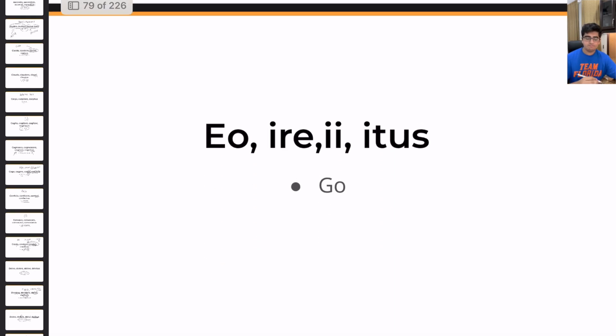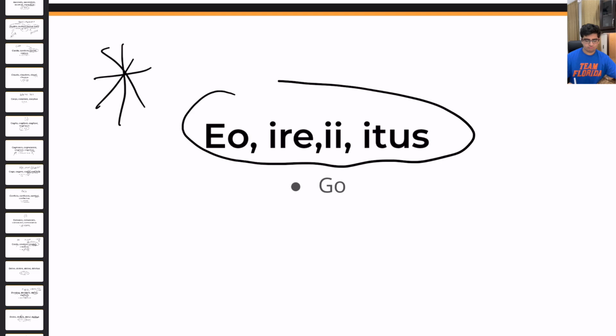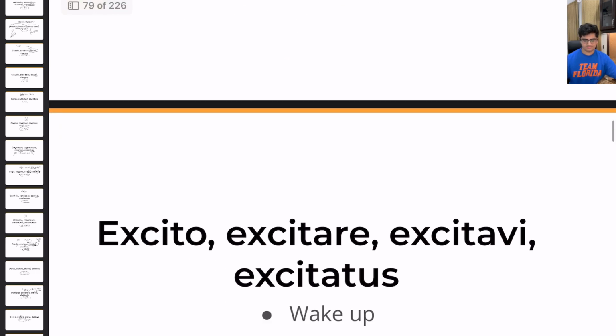Then we have one of the most famous verbs, just like sum in Latin, or equally more important, eo, ire, ii, itus. This is a really important verb. I really want to spend some time here. Remember, don't get this confused and don't think this is a second conjugation verb with the eo. It's not. Focus on the rest of the verb and understand that this verb means to go. So it's eo, ire, ii, itus.